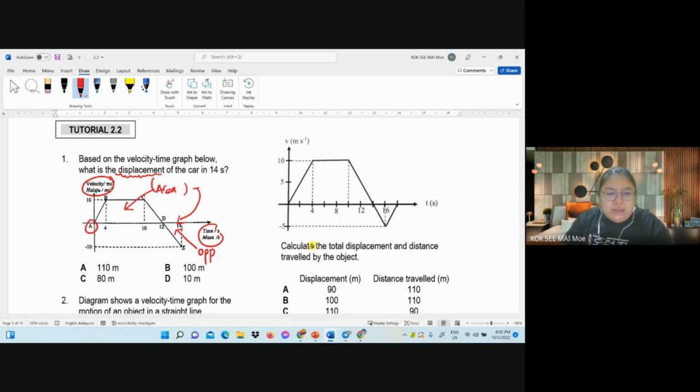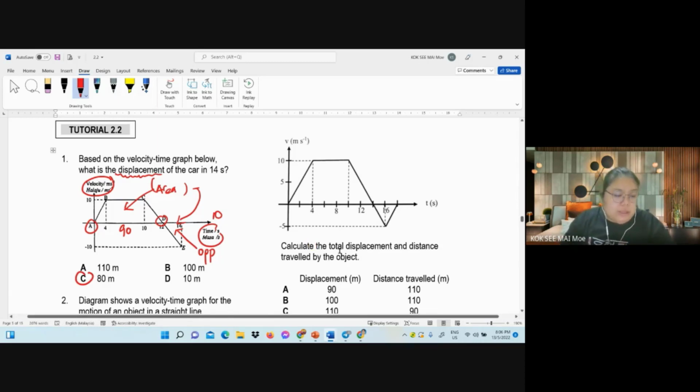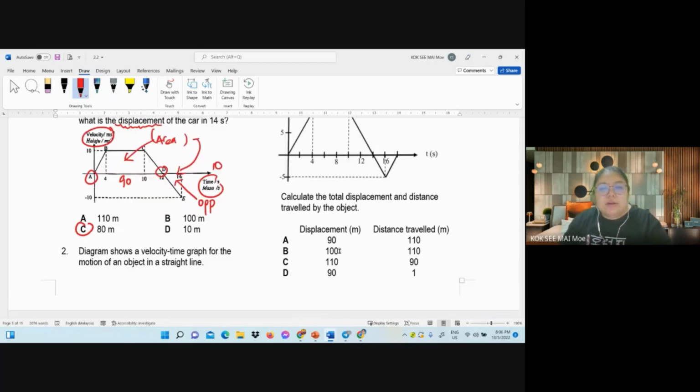From A until here, I get the area is 90. This part is 10. So we just take 90 minus 10, and I get 80 meters. If you really do know, then you stop me and tell me which question you need extra explanation for.